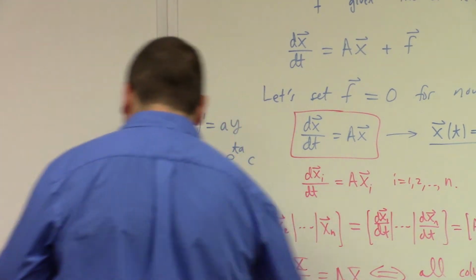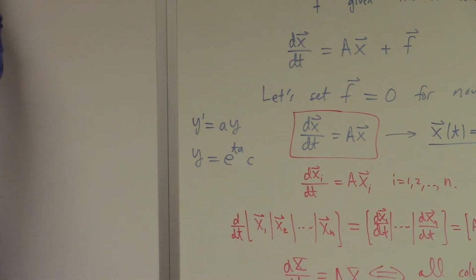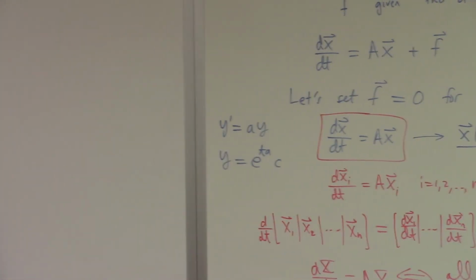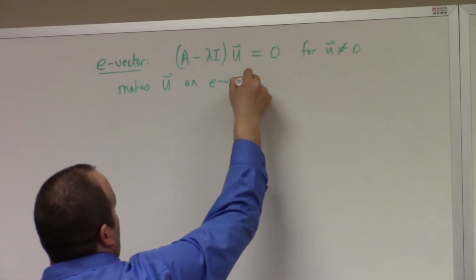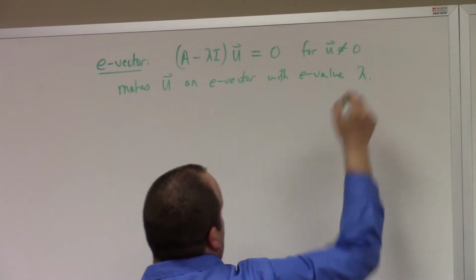Okay, so the eigenvector, right? You look for a solution to A minus lambda I, and I traditionally use U here because I'm using x for the solution to the differential equation. So (A minus lambda I) U equal to 0 for U not equal to 0 makes U an eigenvector with eigenvalue lambda, right?